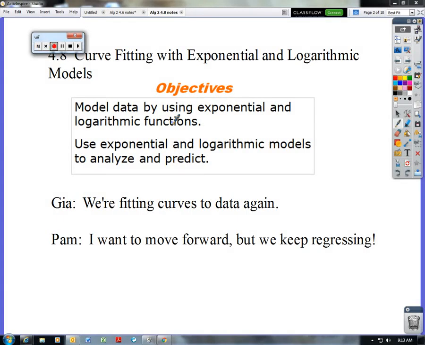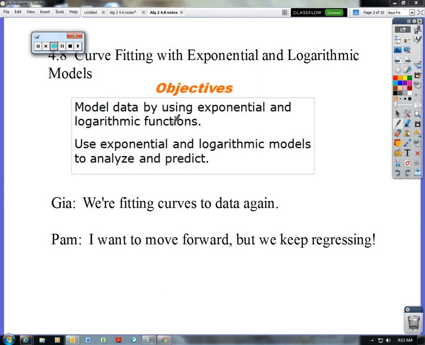So this last section in our chapter is once again regression modeling, or modeling using regression, and this time it's exponential and logarithmic models.